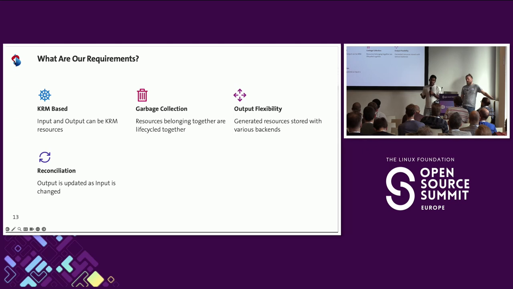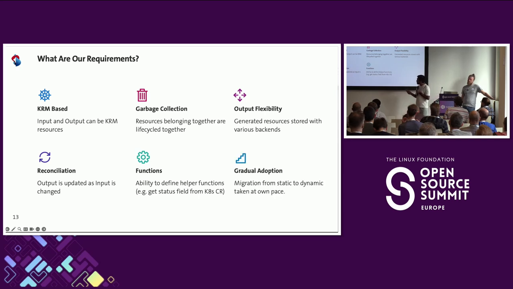Reconciliation is super important, right? So if the input is changed, we need to automatically reflect this change in the output. And also in order to have these custom functions, so in order to get status fields from Kubernetes custom resources and such. And lastly, maybe because we start with this static config, very similar to this ConfigMap example, we don't want to flip a switch overnight to transition into this dynamic approach. We want to have a gradual adoption and also take it at our own pace.